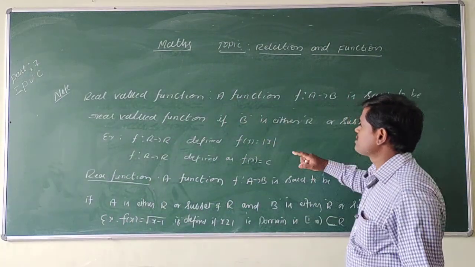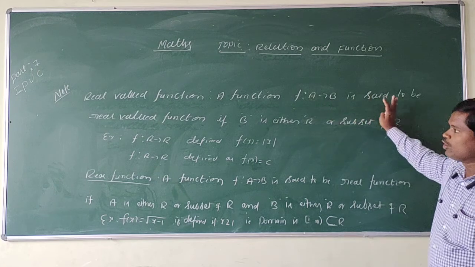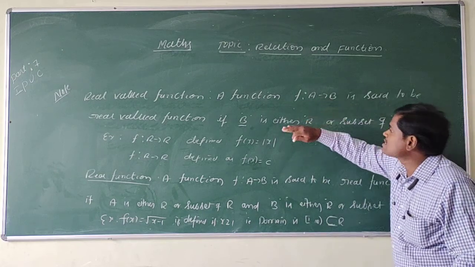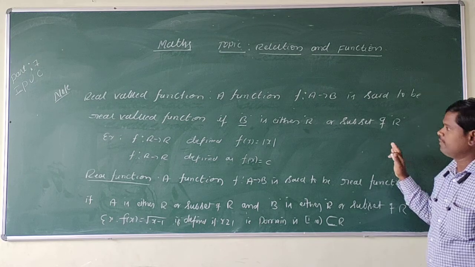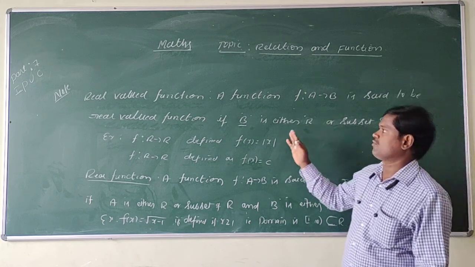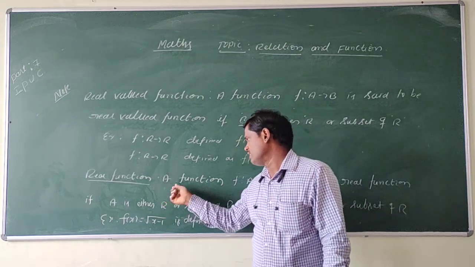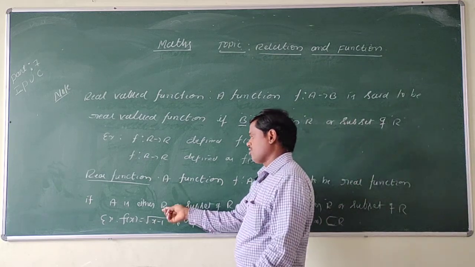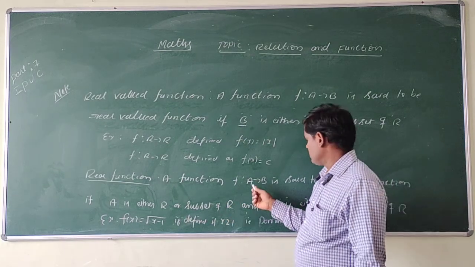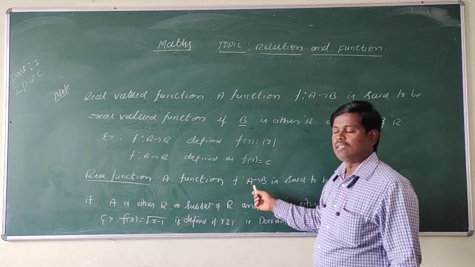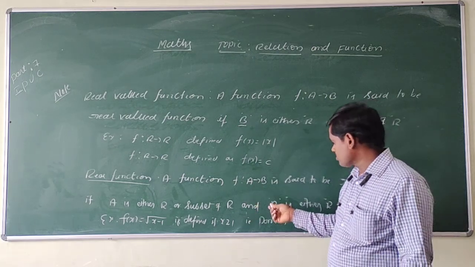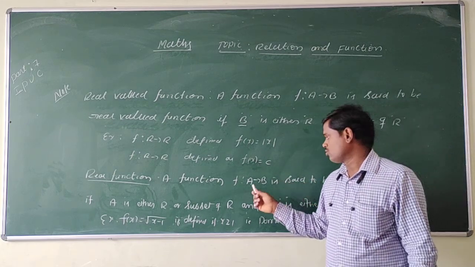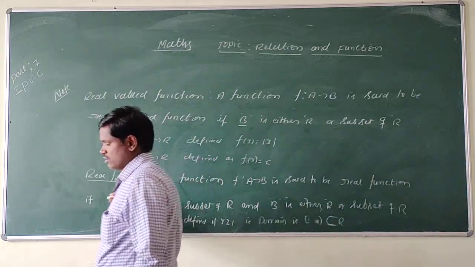So real valued function means that for a function f mapping from A to B, the set B is either R or a subset of R. Real function means that A is either R or a subset of R. Here both domain and codomain are subsets of real numbers, so such functions are called real functions. Okay, write down.